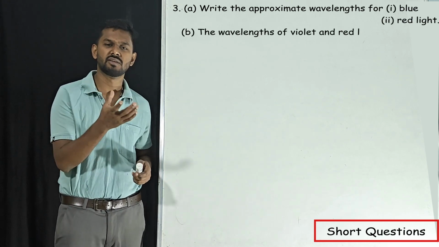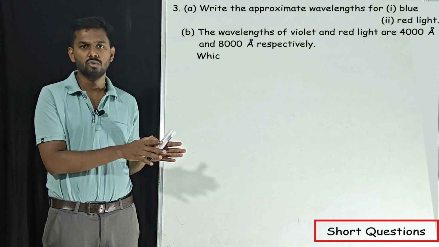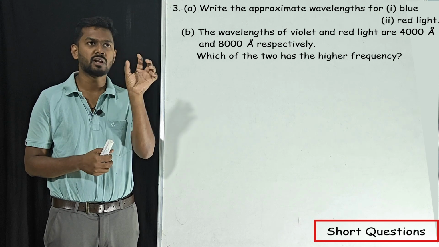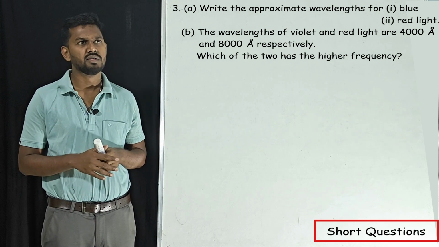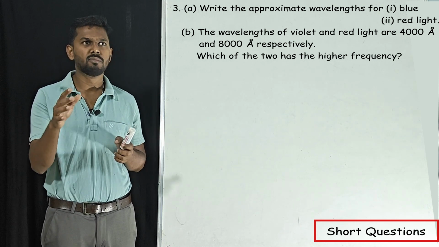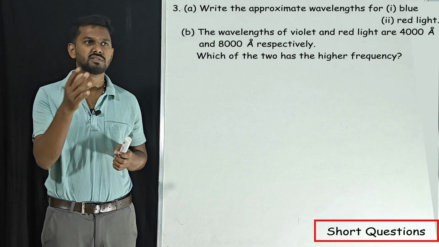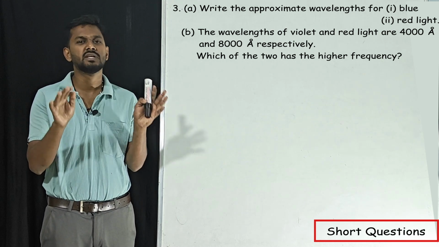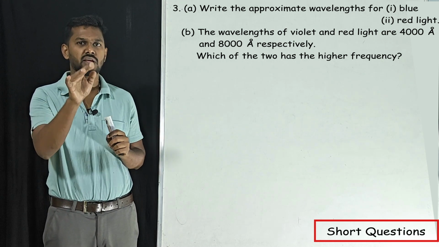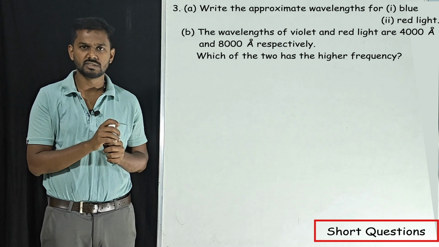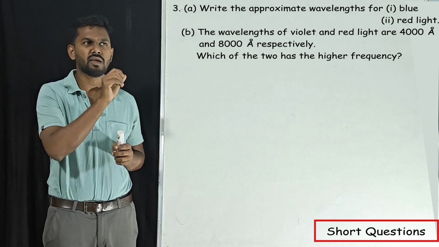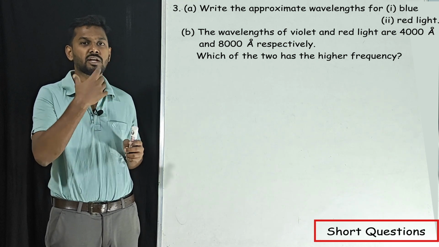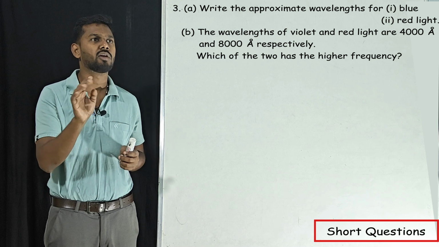Our next question: write the appropriate wavelengths for blue and red light. They are asking for a value. I already told you that remembering and writing the values is not in the syllabus. So you don't have to remember the wavelength and frequencies of any color. All these things will be mentioned in the question if they are asking any question related to this. So part A we are going to skip, because it is related to remembering the value, not required.